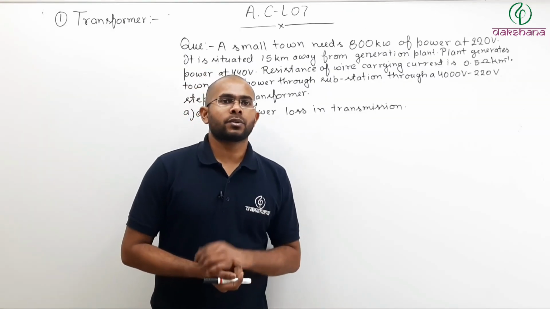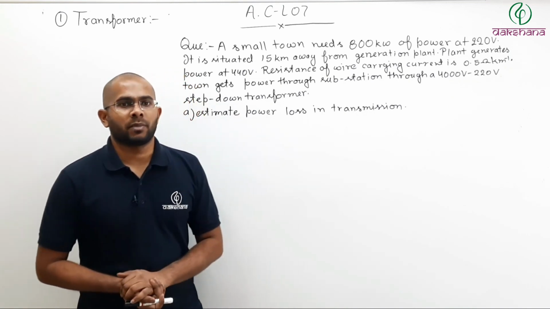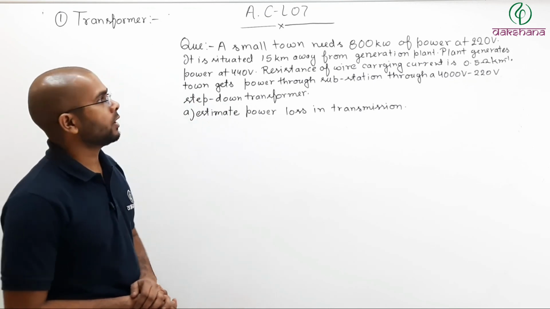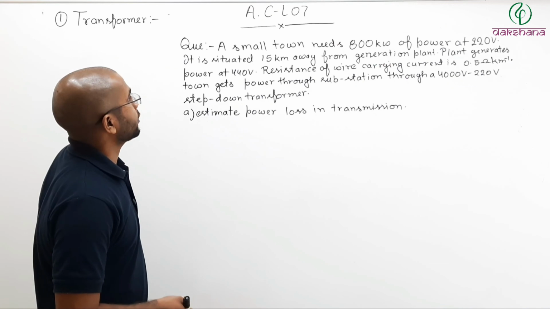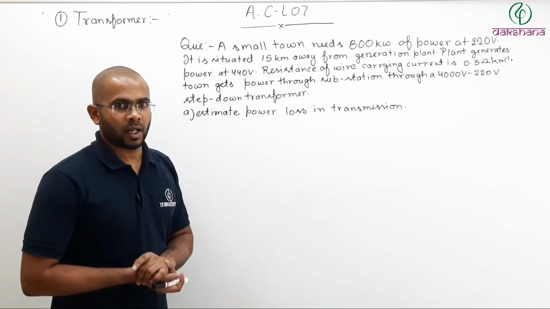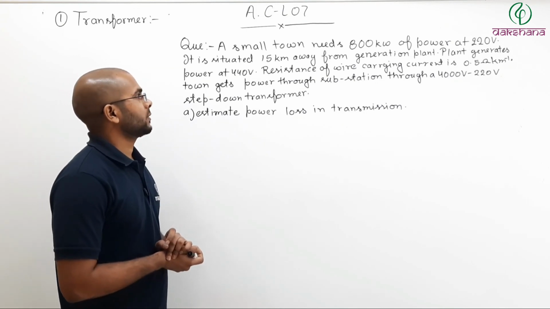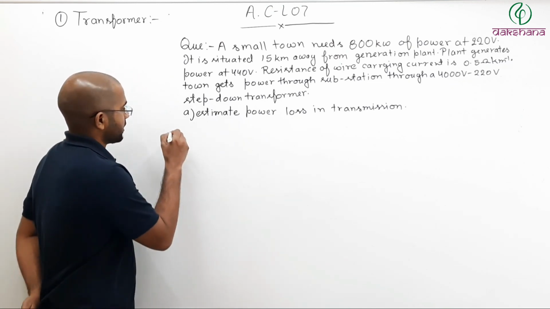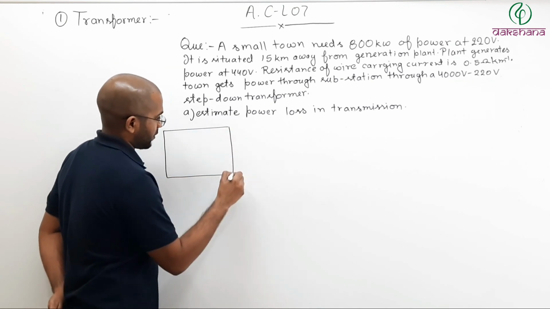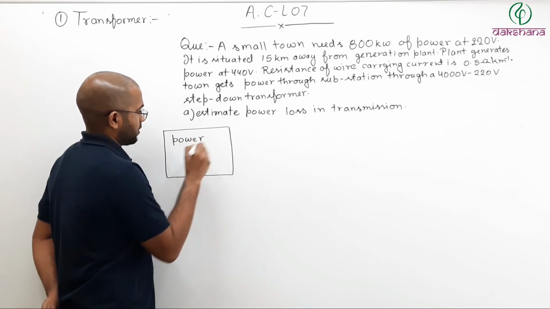Now let us try to solve another question based on power transfer through a transformer. Here the question given is, a small town needs 800 kilowatt of power at 220 volts. It is situated 15 km away from the generation plant. The plant generates power at 440 volt. So let us say there is a power plant. What kind of power plant it is, we are not concerned with. So this is your power plant.